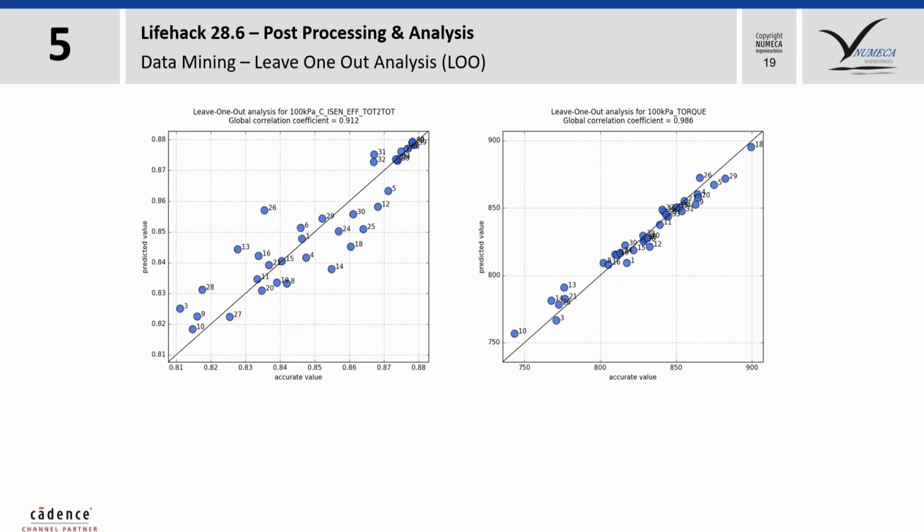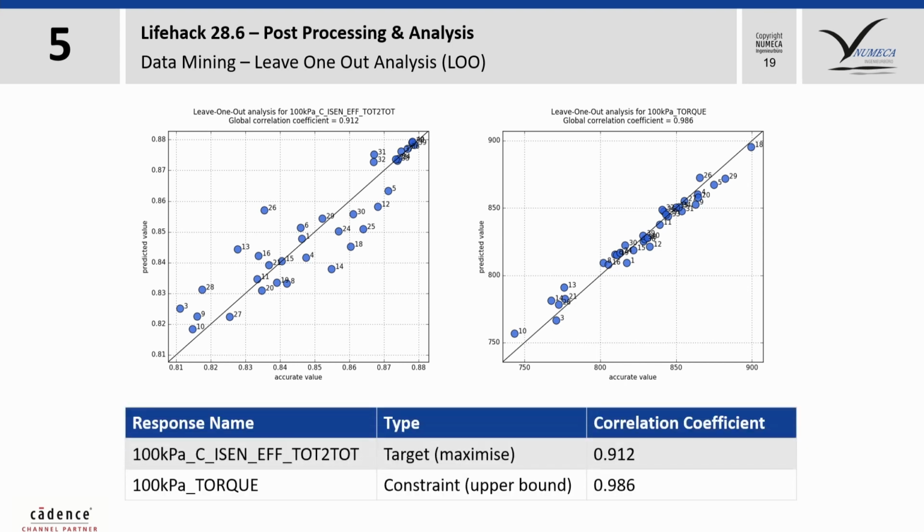Finally, we can do some data mining. We have already seen the leave-one-out analysis in the previous Lifehack database. Here the prediction by our surrogate model for our target and for our constraint is pretty good, with a value above 0.9.